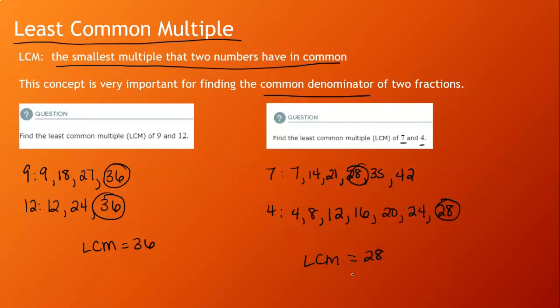I want you to notice something. Can I always just multiply the two numbers together to find the least common multiple? No. That worked for 7 and 4, but it would not have worked for 9 and 12. 9 times 12 is 108, which is a multiple, but it's not the least common multiple. So you would be doing your math with a number that's much larger than necessary.